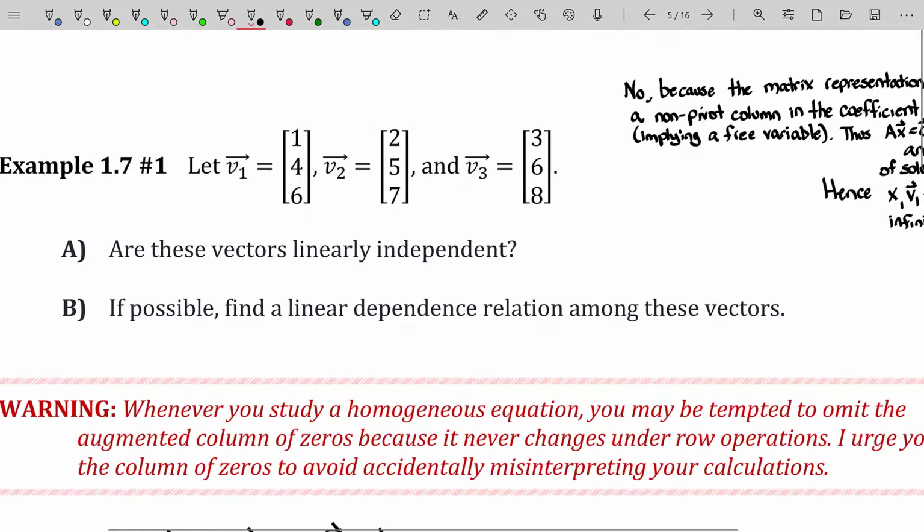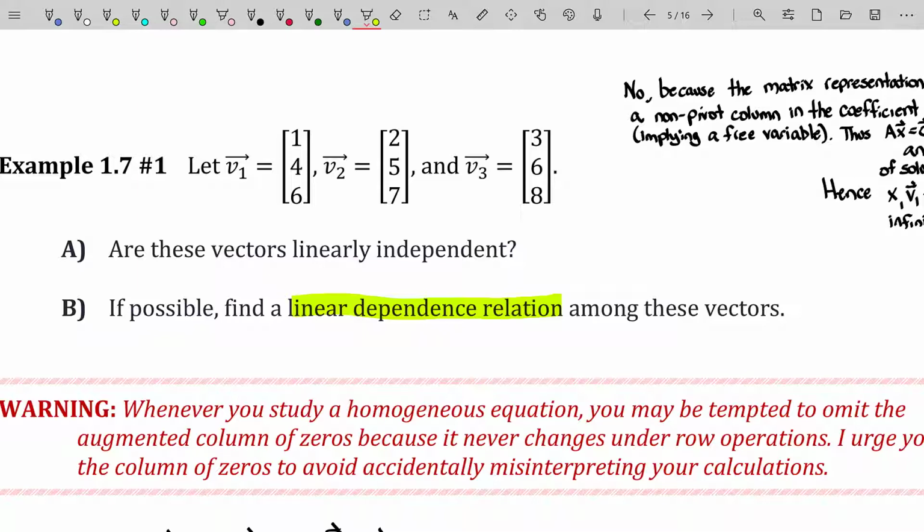Part B says, if possible, find a linear dependence relation. There's that phrase. And I told you that I wasn't going to use that phrase if ever, but here I'm using it right here, but probably the last time I'm going to use it, honestly. If possible, find a linear dependence relation among these vectors.